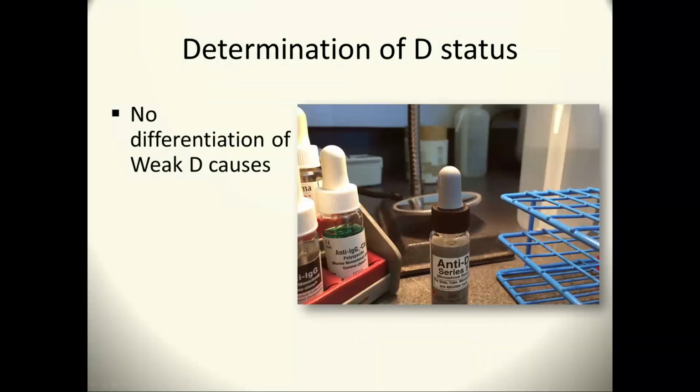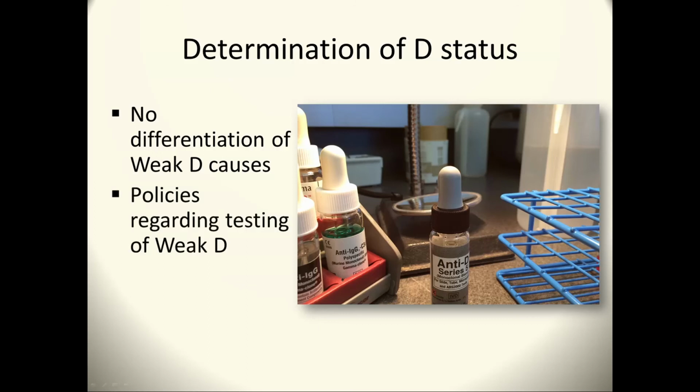There is no differentiation between genetic weak D, C-trans, or partial D in the routine blood bank. And policies regarding transfusion of weak D recipients are established individually within each transfusion service. Furthermore, regulatory agencies do not require routine testing for weak D in blood recipients unless the intended recipient has, or in the past has had, anti-D in his or her serum.